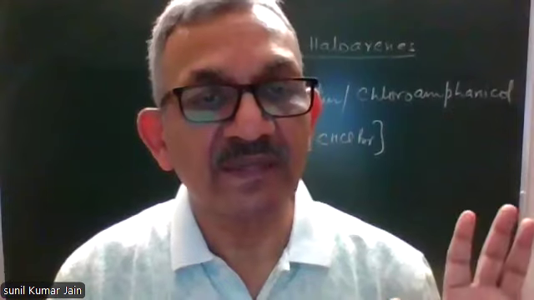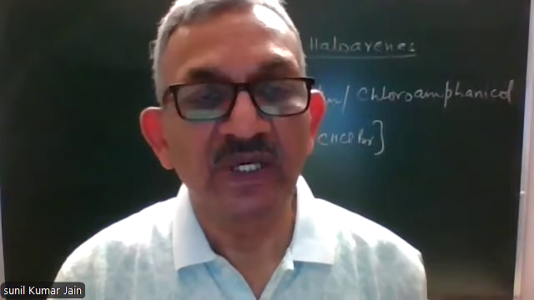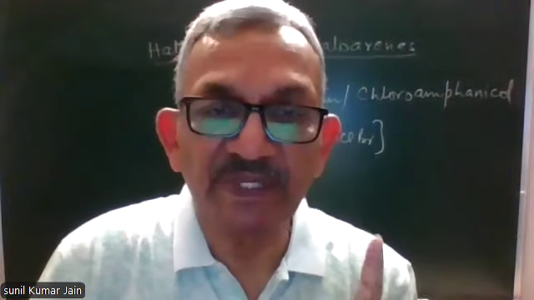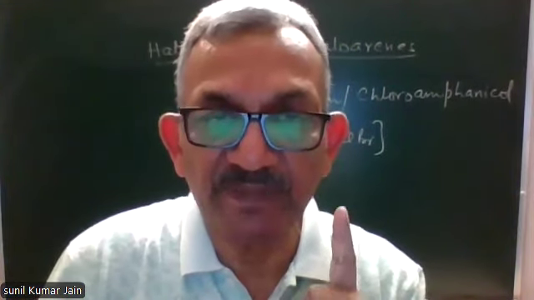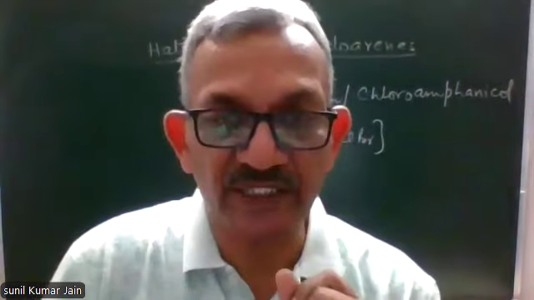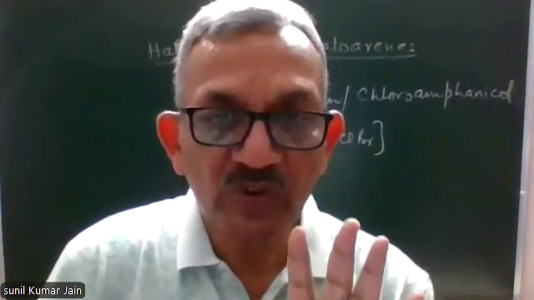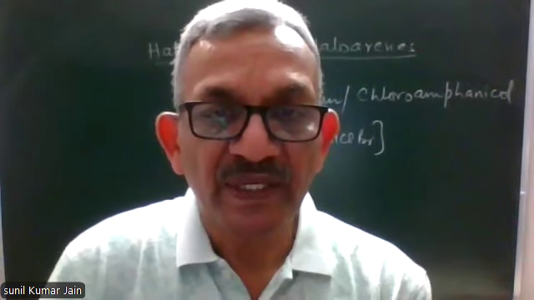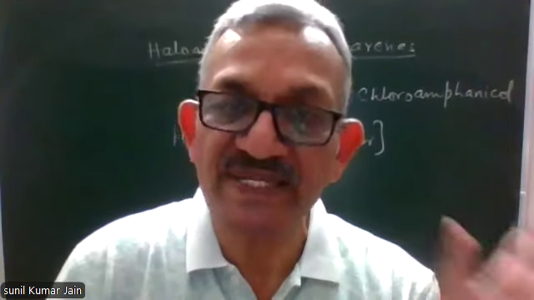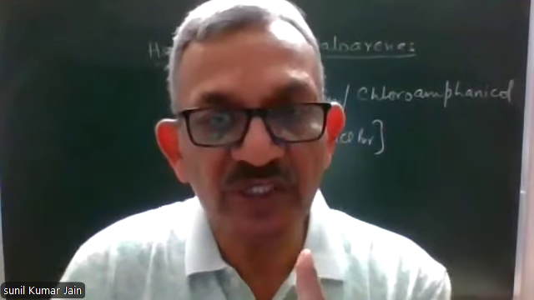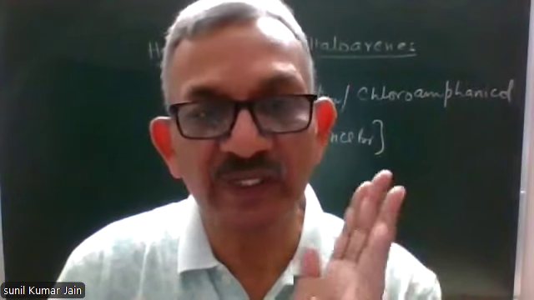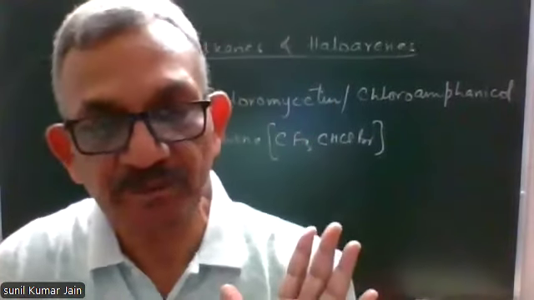Now coming to some important type of classification. So fourth classification is based on the type of hybridization state of carbon to which halogen is attached. I'll repeat, fourth classification is based on the hybridization state of carbon atom to which halogen atom is attached. And this classification is only for monohalogen derivatives. Only one halogen atom should be present.